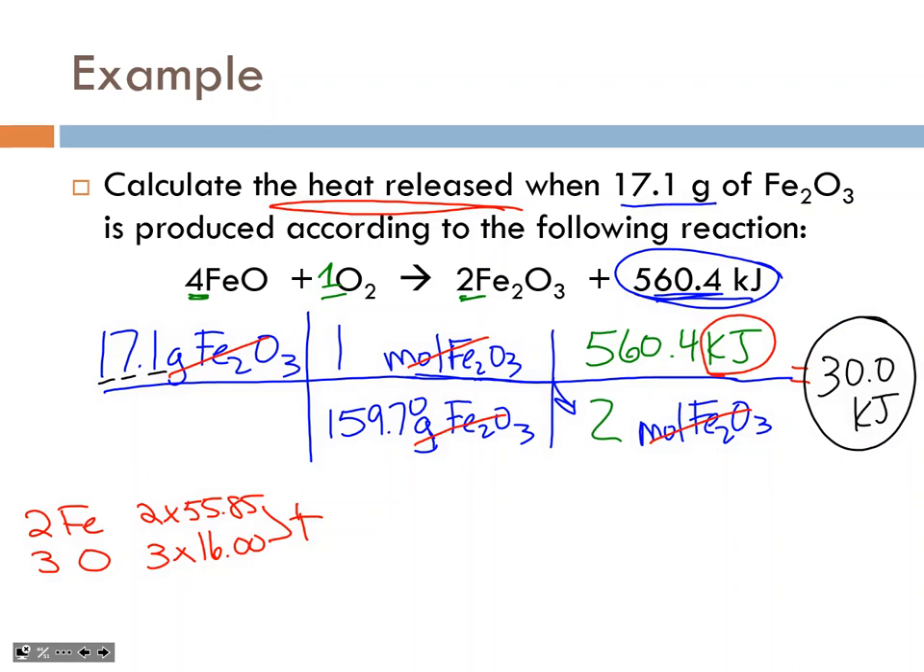Now, this could be asked too from the standpoint of if you reacted this many grams of FeO. In that case, it would be 4 moles to the 560.4. Or they could ask you something about the oxygen, and then that would be 1 mole of oxygen to the 560.4. So just use those coefficients, and then you can use the delta H, the kilojoules, as your conversion factor.